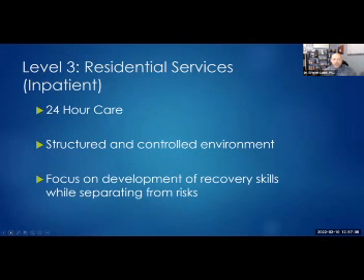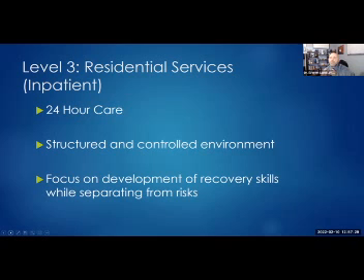So then we look at level 3, which is residential services. That's 24-hour care, a structured and controlled environment, with hours of the day scheduled, receiving multiple hours of counseling and therapeutic time a day, as well as medical interventions. It is the focus on developing recovery skills while separated from risk.